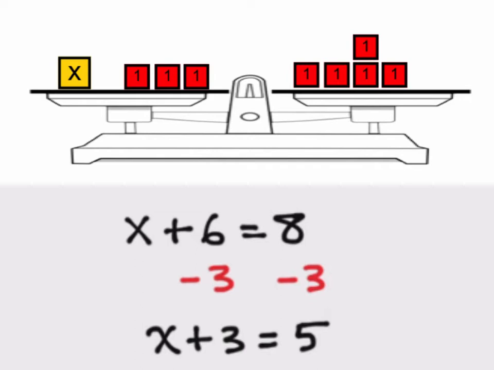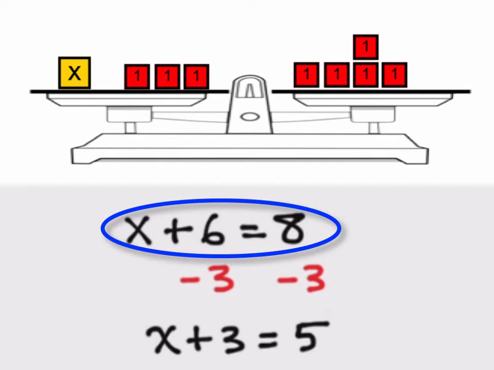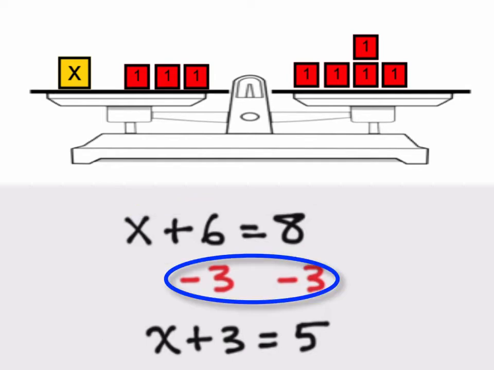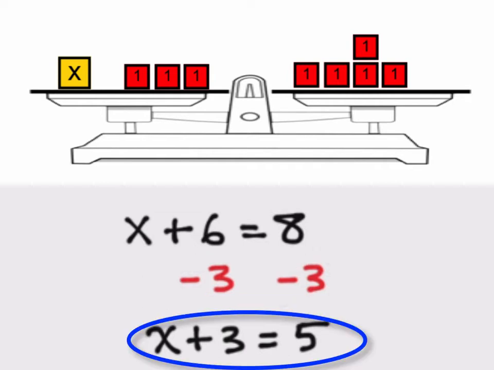What does this mean in terms of an equation? It means that given an equation, we can subtract any number we want as long as we do it to both sides of an equation and the equation will remain balanced or true.